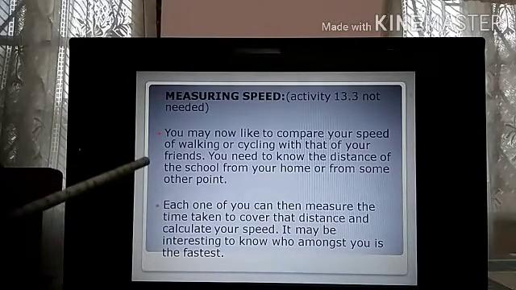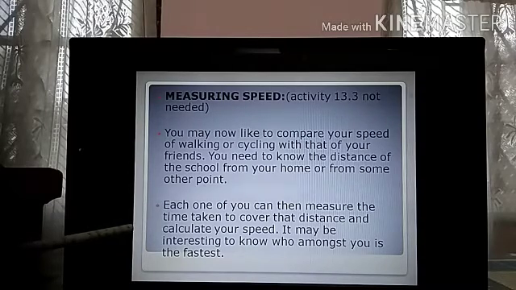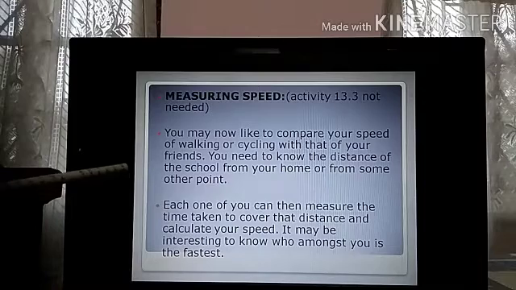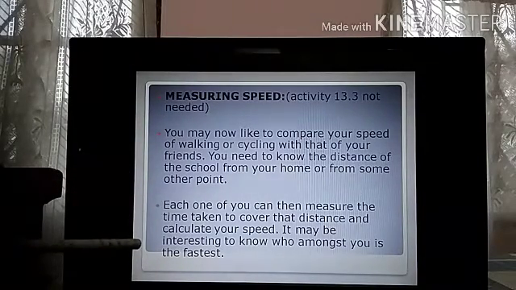So suppose the distance is 20 kilometers and the time you need is, suppose, 10 minutes. So distance by time, that is 20 by 10, will give you the speed. How much speed? 20 by 10 is how much? If you calculate, then you will get the answer.